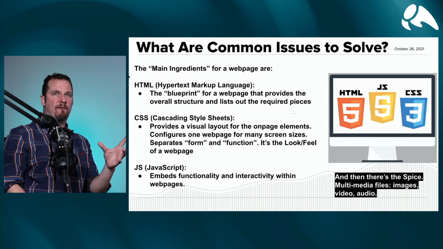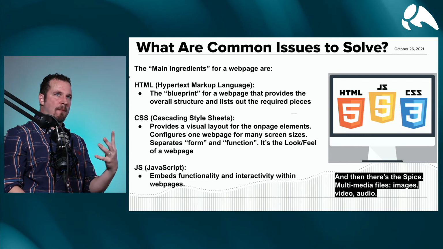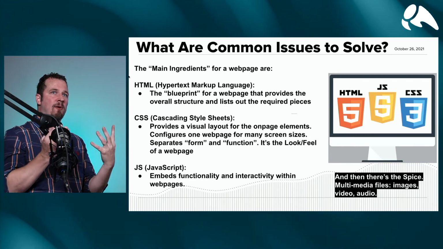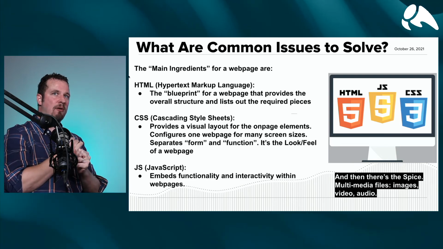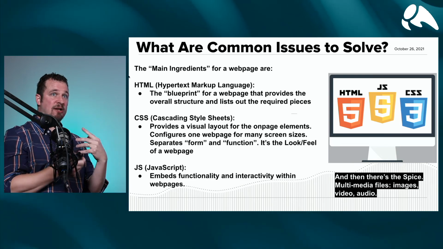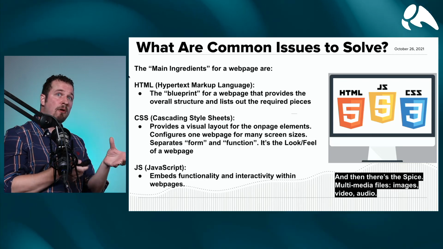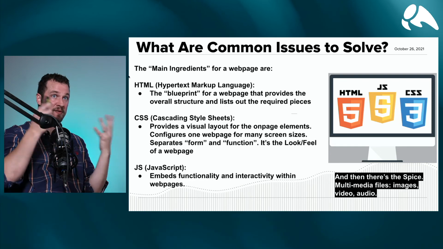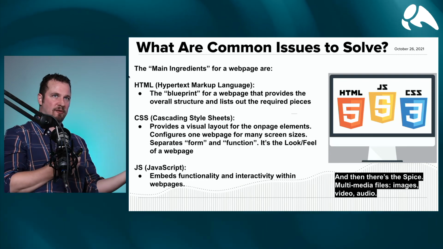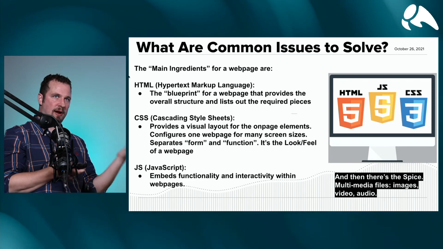Common issues to solve for. The main ingredients of a web page, even in 2021, boil down typically to four main ingredients. You have HTML, and every web page starts with an actual core HTML file. It's the blueprint for your web page, and it's going to tell the browser, here's how you assemble this web page. It provides the structure and lists the required pieces to create the web page.